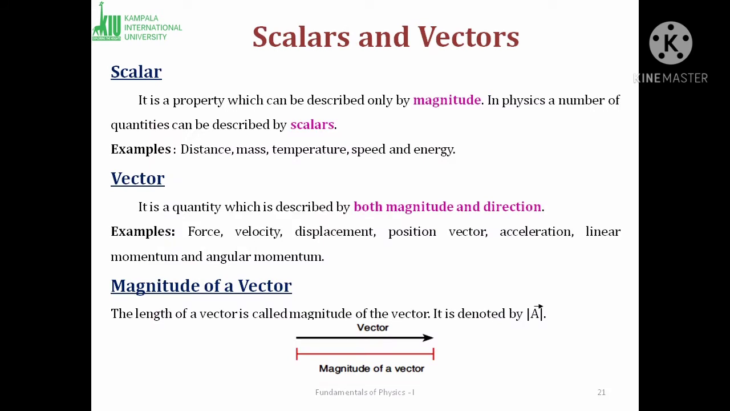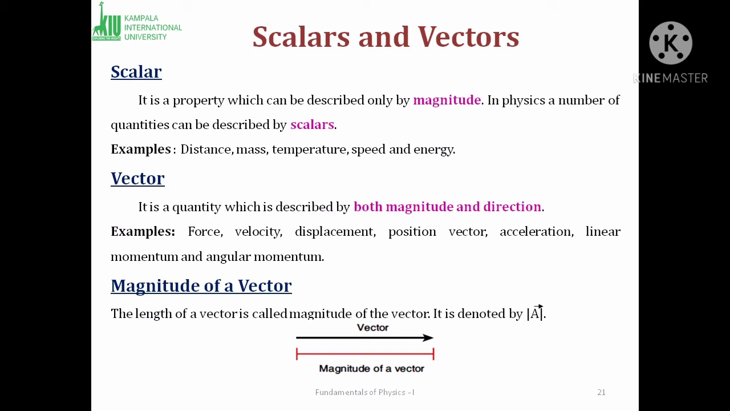Next one is scalar and vector. Scalar is the property which can be described only by magnitude, and vector is a quantity which is described by both magnitude and direction. Examples of scalar are distance, mass, temperature. Examples of vector are force, velocity, displacement. Force has both magnitude and direction. Velocity has both magnitude and direction, right? So these are vectors.